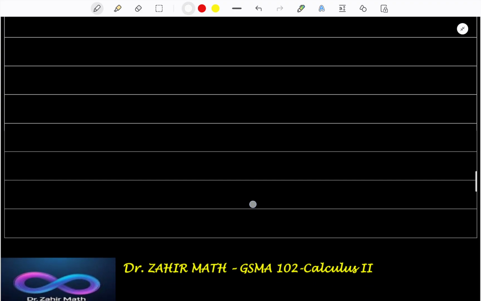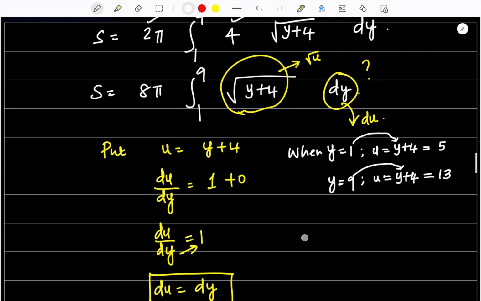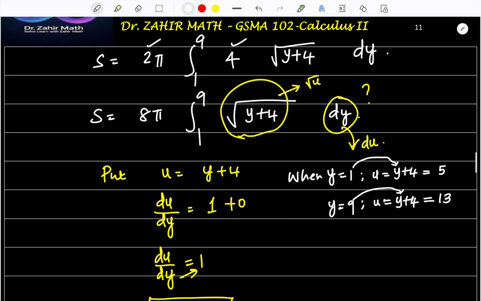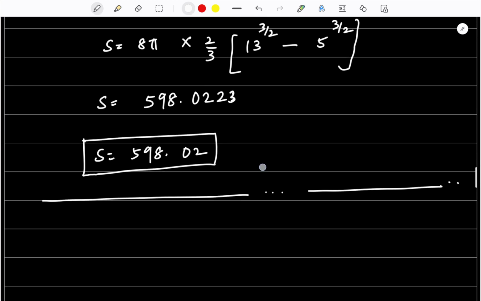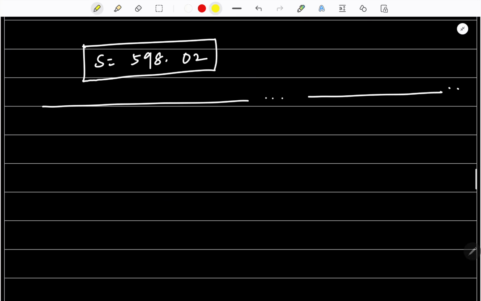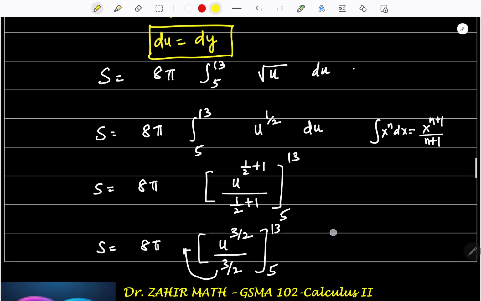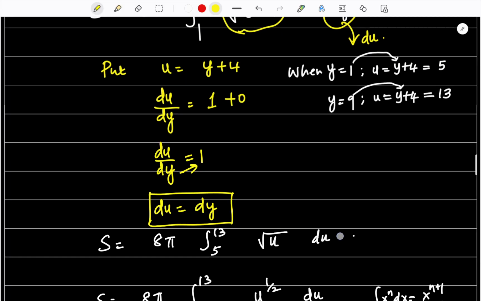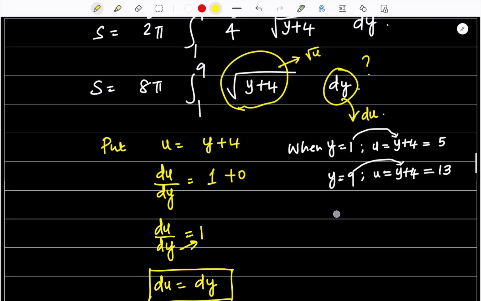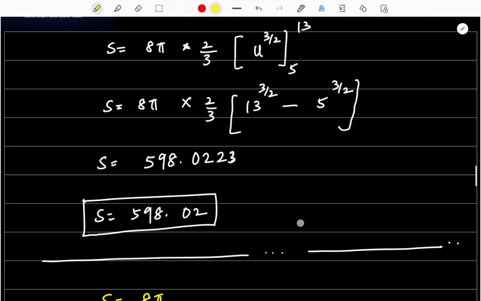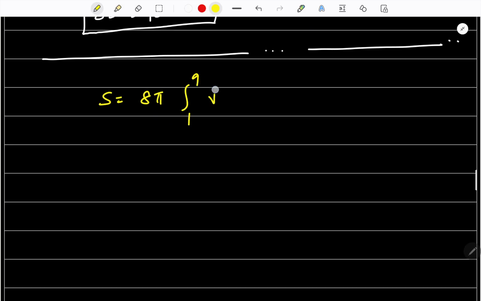Let me teach you. For example, I'll take this one. For this integration, I went for the substitution, right? So S is equal to 8 pi, square root of 1 to 9 square root of y plus 4, 1 to 9 square root of y plus 4 dy. You can integrate this one directly without going to substitution method. Yes, you can do it.